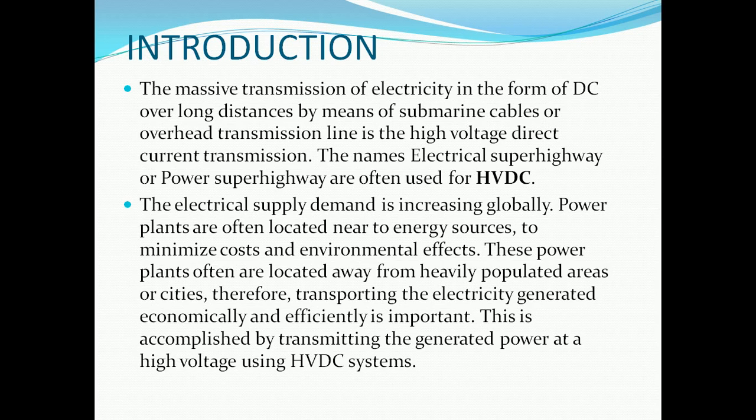Now, the electrical supply demand is increasing globally. Power plants are often located near the energy sources to minimize costs and other environmental effects. These power plants are often located away from heavily populated areas such as consumer areas. Hence, transporting the electrical energy generated from the substation to the consumer area economically and efficiently is very important. This can be accomplished by transmitting the generated power at a very high voltage using an HVDC system.